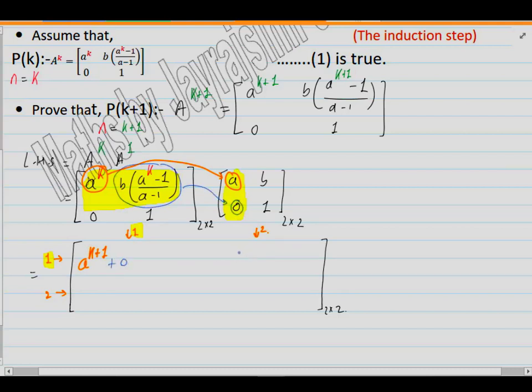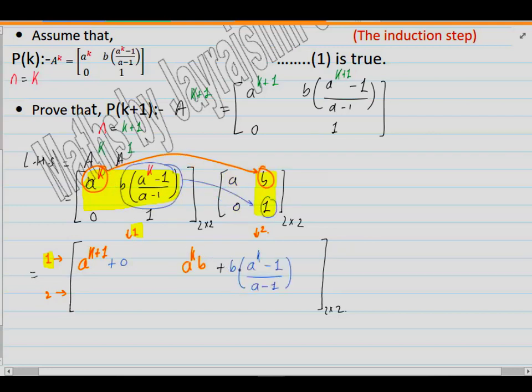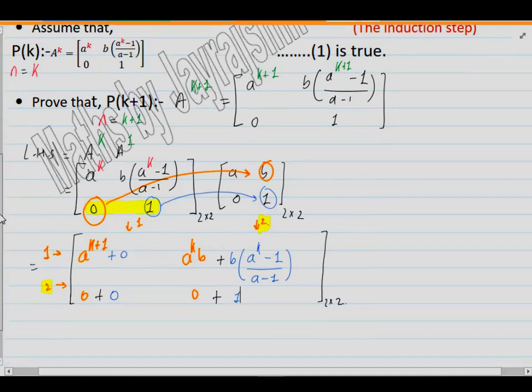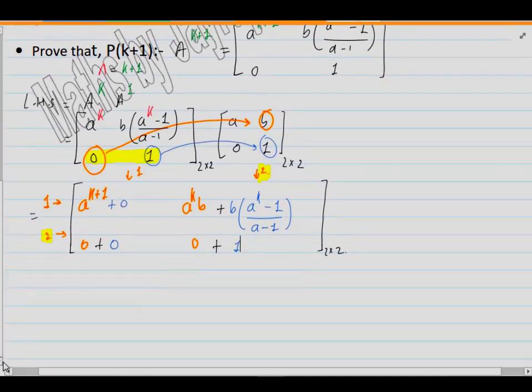The next term will be a raised to k into b plus b times a raised to k minus 1 upon a minus 1. Now the second row, first element will be 0 into a, which will give us 0, plus 1 into 0, which will give us another 0, and the last term will be 0 plus 1. Okay, now it's time for simplification.